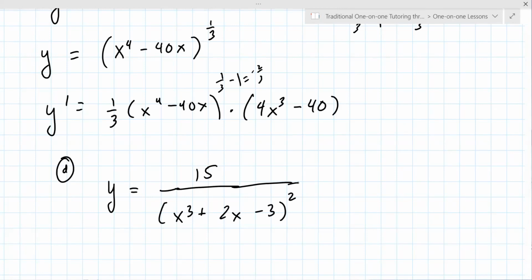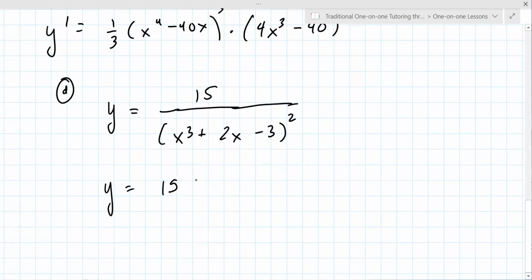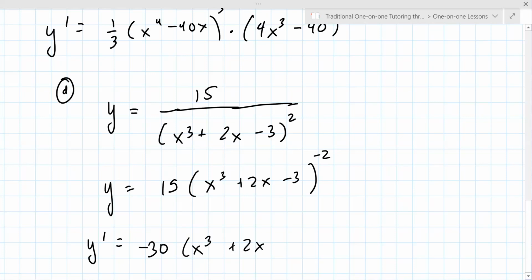So it would be 15 parentheses x squared plus 2x minus 3 parentheses to the... x cubed here, I changed it up slightly. And then what's the exponent here? Negative 2. Very good. Okay, negative 30 times x cubed plus 2x minus 3, to the negative 3rd, times 3x squared plus 2. Good.